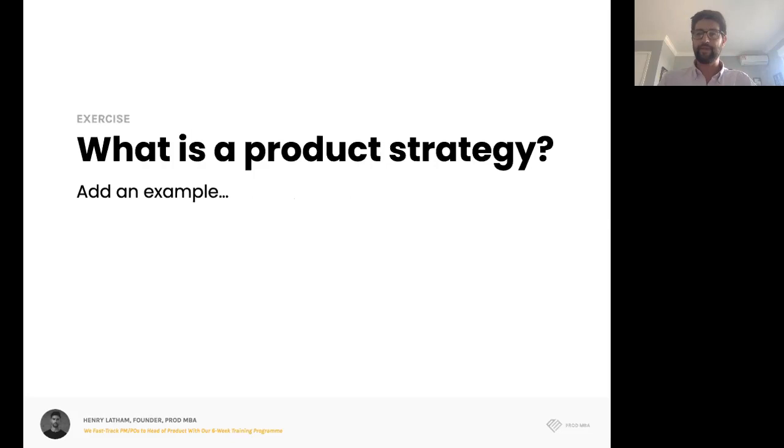Now, before we jump in though, let's kick off with an interactive exercise. What is a product strategy? Please post in the comments whatever you think it is, whatever comes to the top of mind. If you're not sure, write not sure. Completely fine, even recommended. Very common to not understand this concept. So please feel free to write in the comments. We'll just wait one minute and see what comes through.